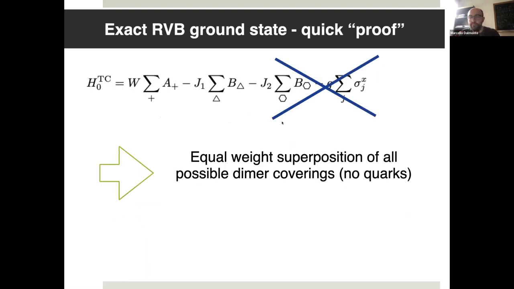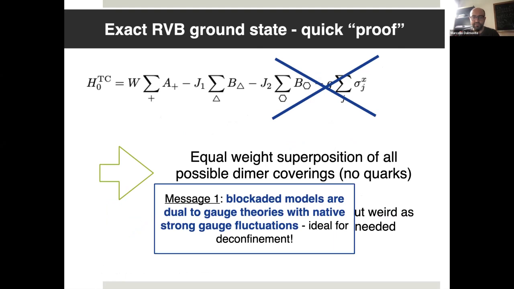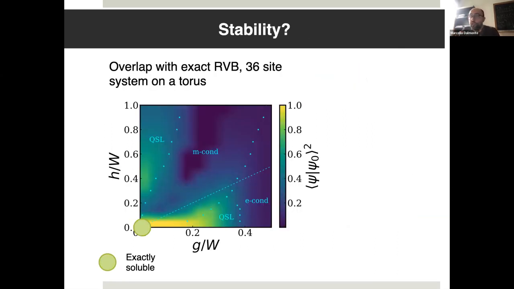And now, so this is the same as in K-type, and I think this is really the first message of my talk, that these blockaded models are dual to gauge theories, which have strong magnetic field fluctuation and which realize very natural toric code dynamics. Now, of course, in reality, there is not this very complicated Hamiltonian with all these terms that I showed you before, fine-tuned to that point.